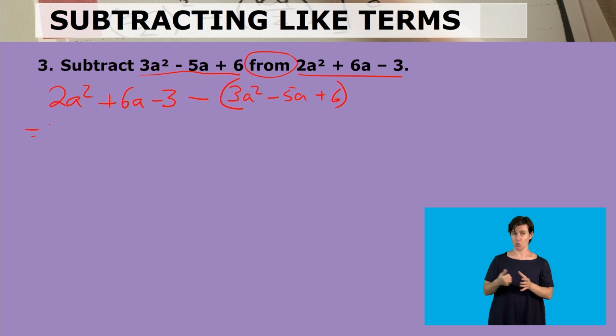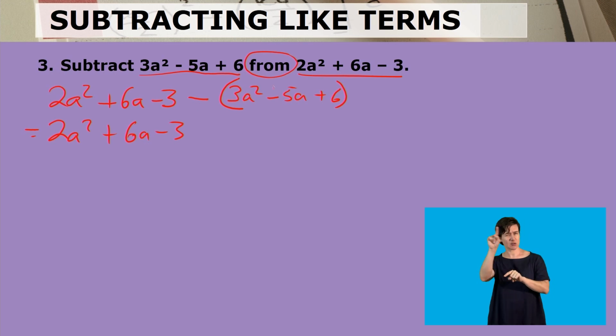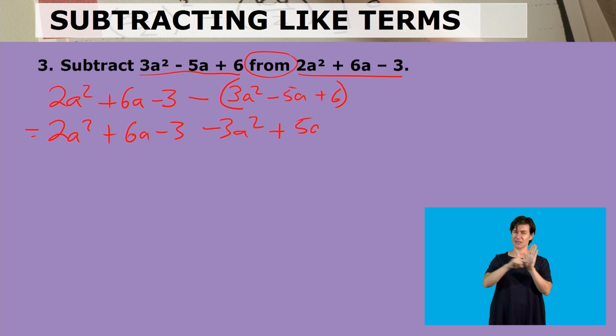Then the next step would be 2a squared plus 6a minus 3. We deal with the bracket. Now we are removing the bracket. There is a 1 there. As you said, mathematically we don't write it, but it exists, and we have to consider it when we calculate. So negative 1 multiplied by 3a squared is negative 3a squared. Negative 1 multiplied by negative 5a is positive 5a. Negative 1 multiplied by positive 6 is negative 6.